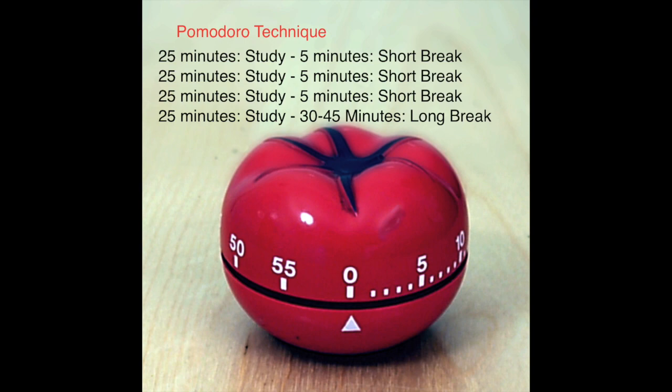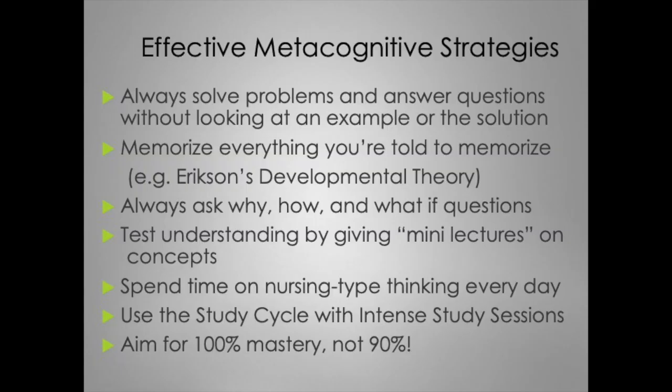And even if you only do 1 or 2 cycles of the 25 minutes, 5-minute breaks, that is actually how you get to that 50 minutes or that 45 minutes within an hour or so, but that's effective study time. Okay, so let's look at some other effective metacognitive strategies that you can put into place and use.